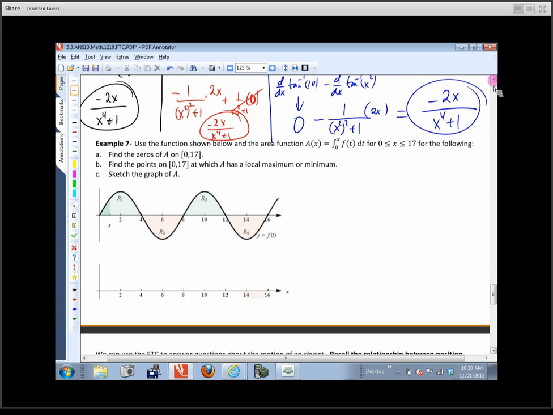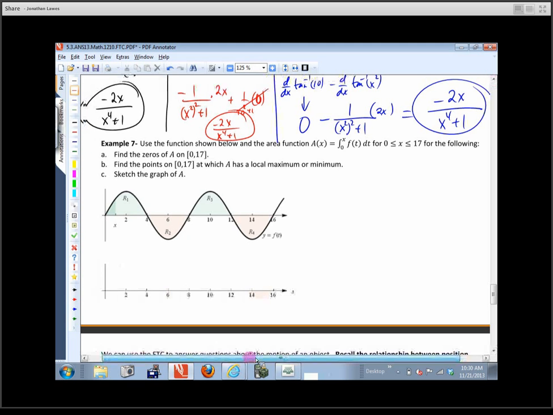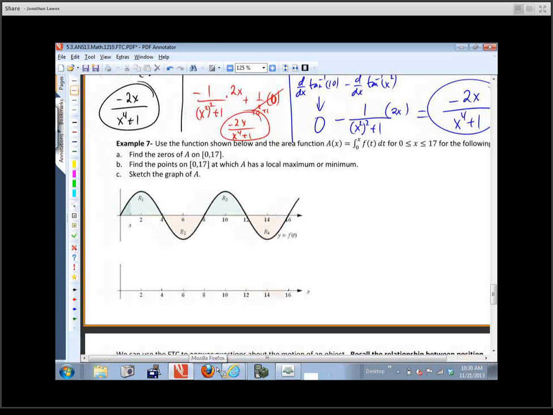Okay, so let's think about this for just a second. I want to sketch A. A is going to be this graph down here. I'm going to graph this area function here. This right here is a graph of f of t. How is f of t related to A? How is the function little f related to the function A if it's defined this way?